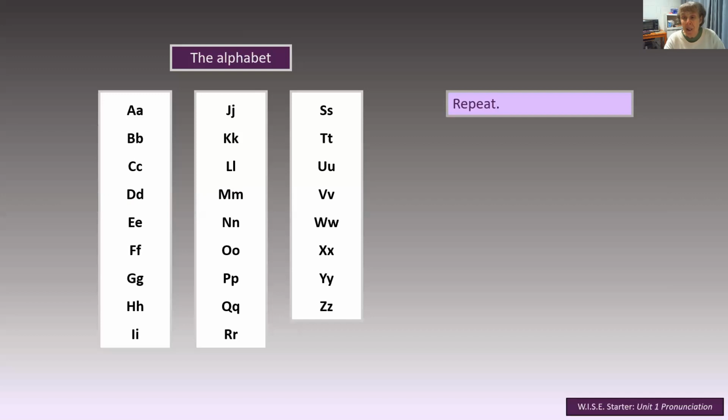Notice I said Z for the last letter. That's because I'm British. An American would say Z. Right. Now we're going to do a quiz. I will read one of the letters and you choose the letter on your worksheet. For example, number 1 is D.